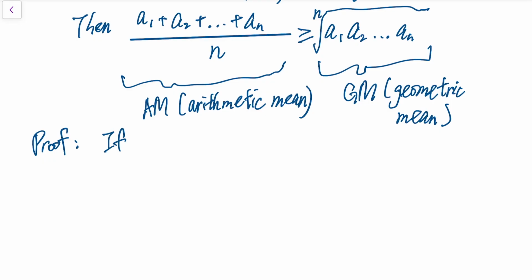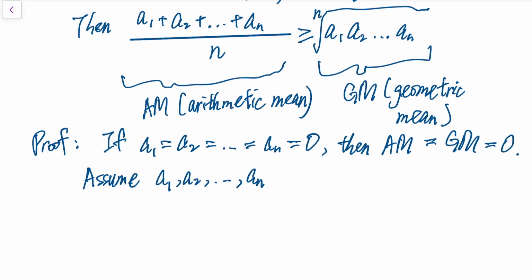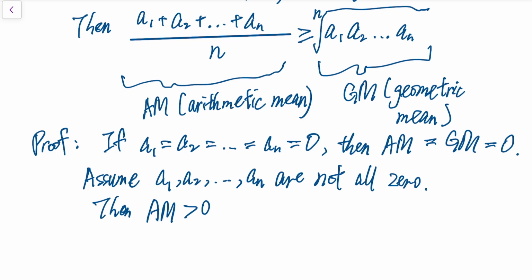If a1 up to an are all 0, then AM is equal to GM is equal to 0. So we can assume without loss of generality that a1, a2 up to an are not all 0. Then in this case we know that AM is greater than 0.